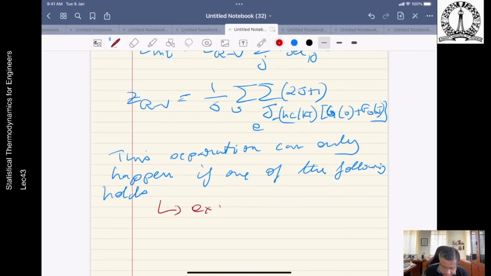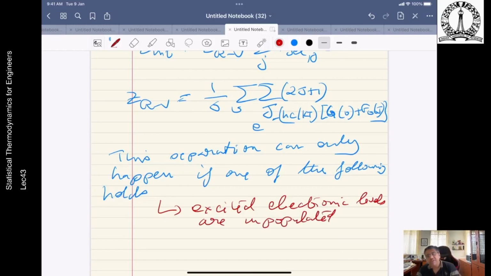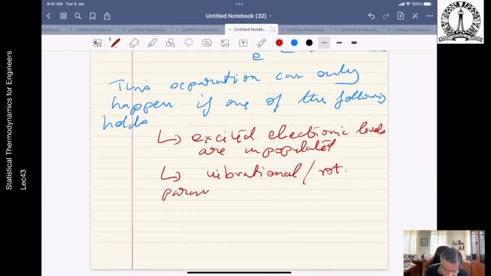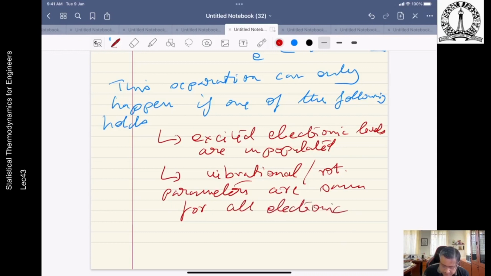So these will be like the excited electronic levels are unpopulated. So basically you're taking one electronic mode out of the picture. And the second one is that the vibrational and rotational parameters are essentially the same. One of the two: vibrational or rotational parameters are the same for all electronic modes, either one of these two, or electronic energy levels.